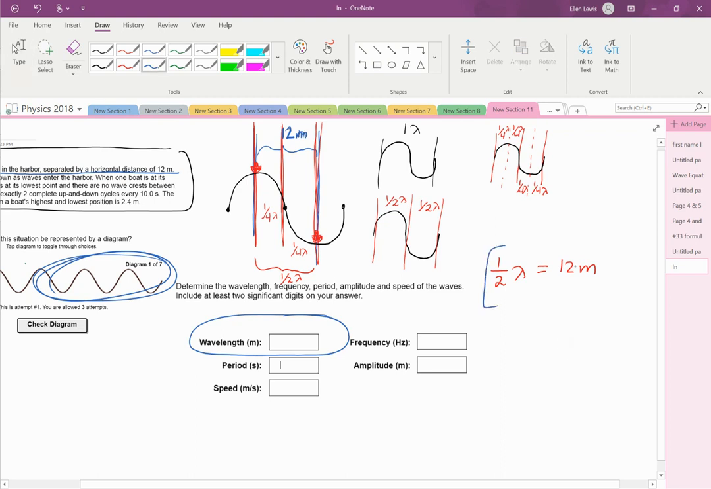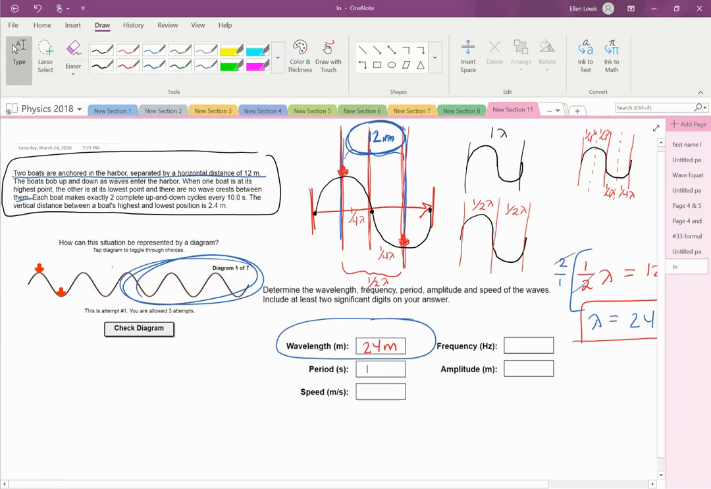So I can multiply both sides by the reciprocal of that fraction and get that lambda, the whole wave, is 12 times 2, which is 24 meters, right? If 12 meters takes up half of a wave, then the whole wave from here to here would take up 24 meters of space. So the wavelength is 24 meters.